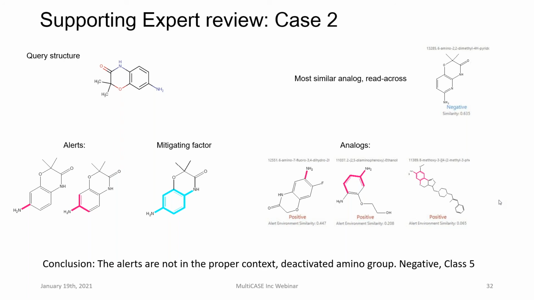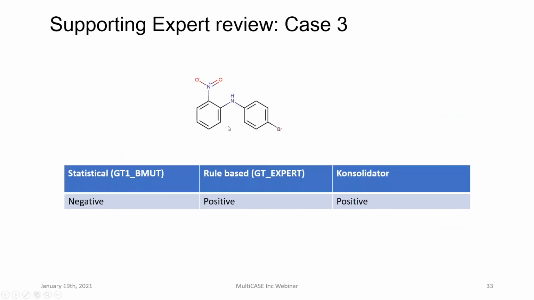That leads to the conclusion that the alerts are not in proper context. They are deactivated, and the amino group should be deactivated due to the presence of this functionality. And this chemical is actually negative. It's class 5. And when we check the experimental status, it is actually Ames negative.